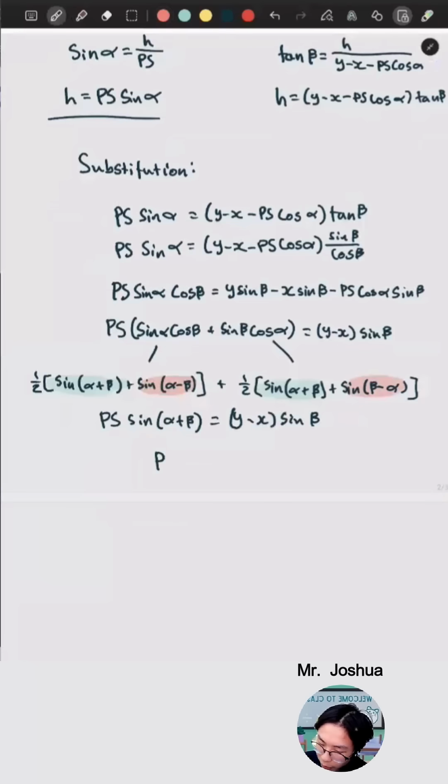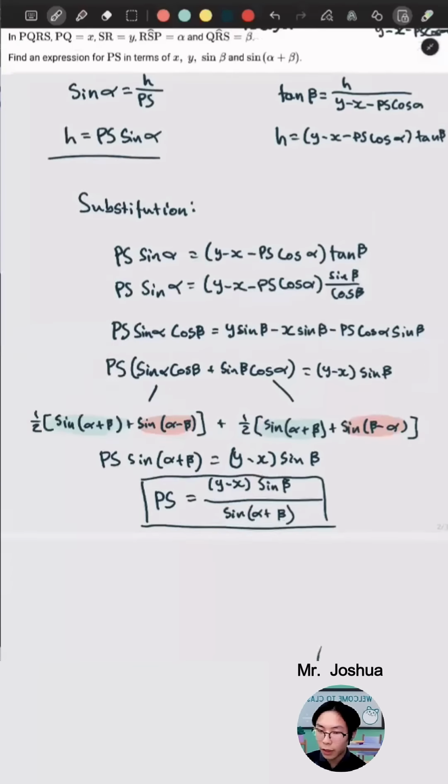From here, we can finally solve for PS. PS is equal to Y minus X sine beta all over sine alpha plus beta. And this is our final answer, so we can box it up. And this is how we get our answer to finding PS for our quadrilateral.